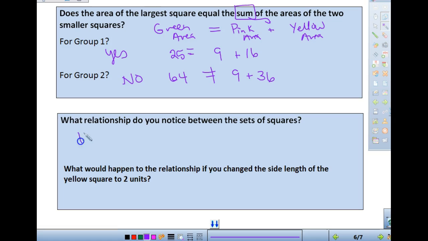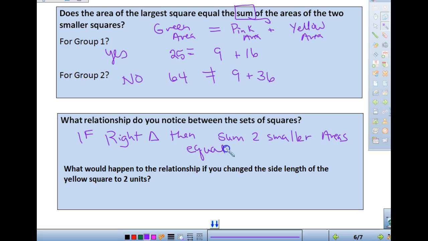If it's a right triangle, only if it's a right triangle, then we are going to say the sum of the two smaller areas equals the larger area.